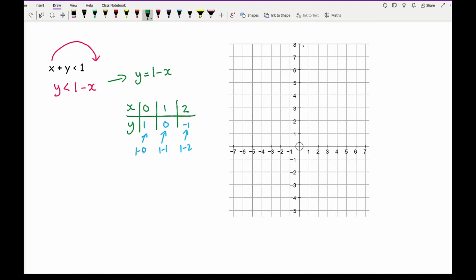Then plotting these coordinates, I've got 0, 1, which is here, 1, 0, and 2, minus 1, which is there. Then all I've got to do is decide, am I going to use a dashed line or a solid line? It's going to be a dashed line because there's no equal sign. Again, I'll have to do this freehand. Let's just get a different colour pen, and as accurately as I can, join those points up.